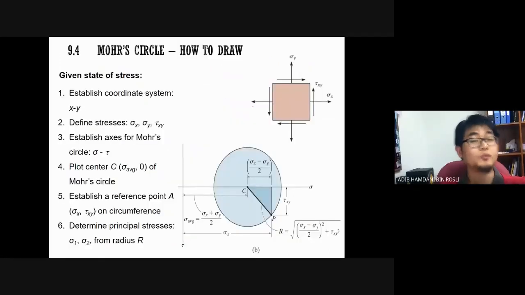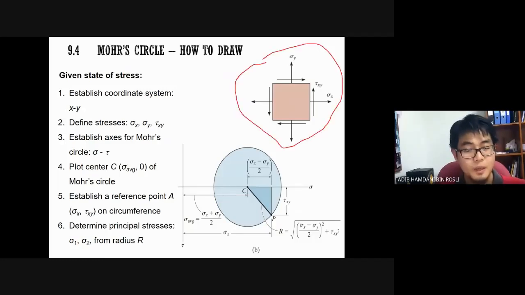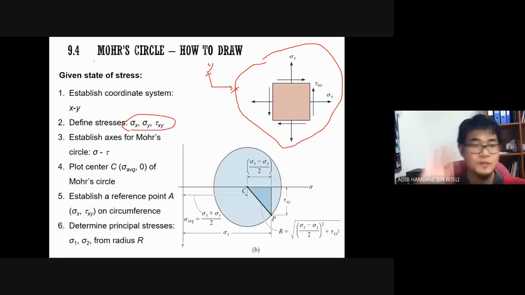Okay. So how to draw this? First, like I said, you establish the coordinate system of xy from here. This is the original state of stress, right? You have sigma x, sigma y, tau xy. So x goes this way, y goes up, right? And then you define sigma x, sigma y, tau xy, of course, from here. This is the same as what we have done before.